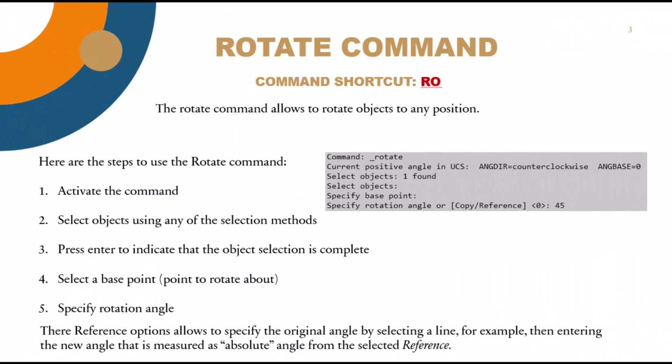Now that we have reviewed the move command, it's going to be a lot easier to work with the rotate command because they're very similar. The shortcut for the rotate command is RO, and this command allows us to rotate objects to any position. The steps are very similar to the move command. You activate the command, then you select the objects using any of the selection methods that you're familiar with.